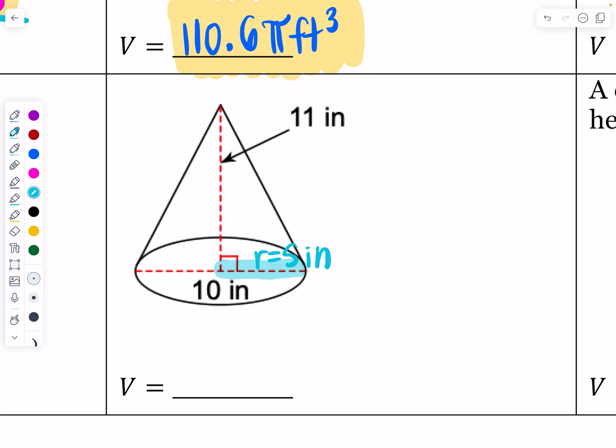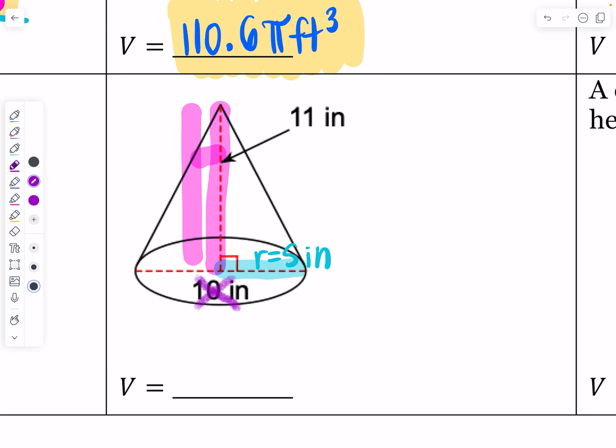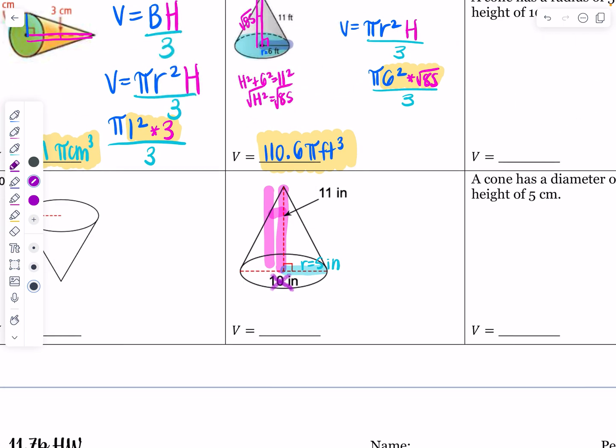Y'all have done a great job of that. The only thing I see a lot of students do is they go to plug it in, and y'all, our eyes just naturally trust that thing that is in print over the thing that is written. So once you've used the diameter to find the radius, cross that out because you don't need that anymore, and don't accidentally plug that into the formula because your eye is naturally going to grab that 10 inches that was printed over the 5 inches that you wrote.